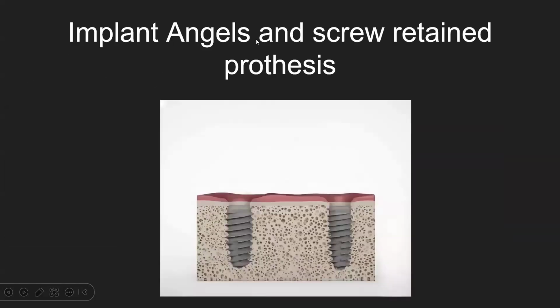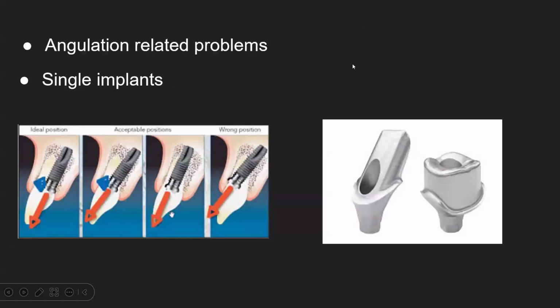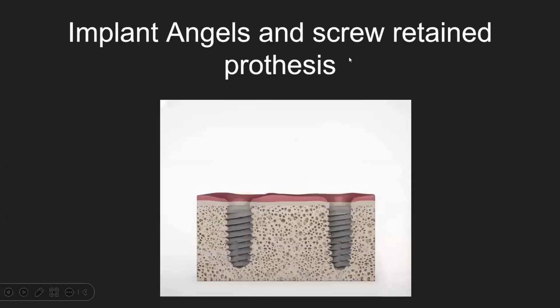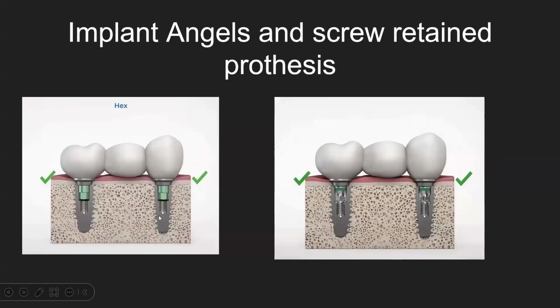Okay, let's speak about implant angles and screw retained restoration. With screw retained restoration, you have a problem in insertion if the angle is not parallel. You can have either parallel implants, where you can use a hex prosthesis, but no one has 100% parallelism, so it's theoretical to use a hexed abutment for multiple prostheses. Or you can have non-hexed abutments or rotating abutments.